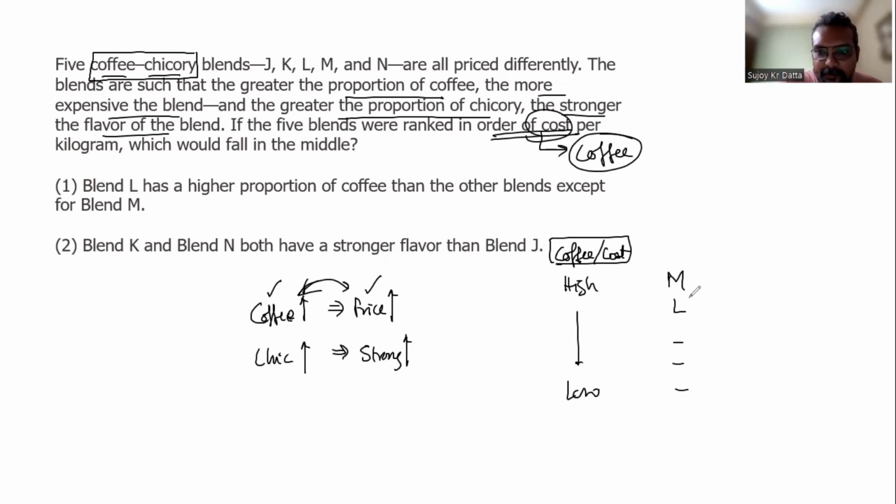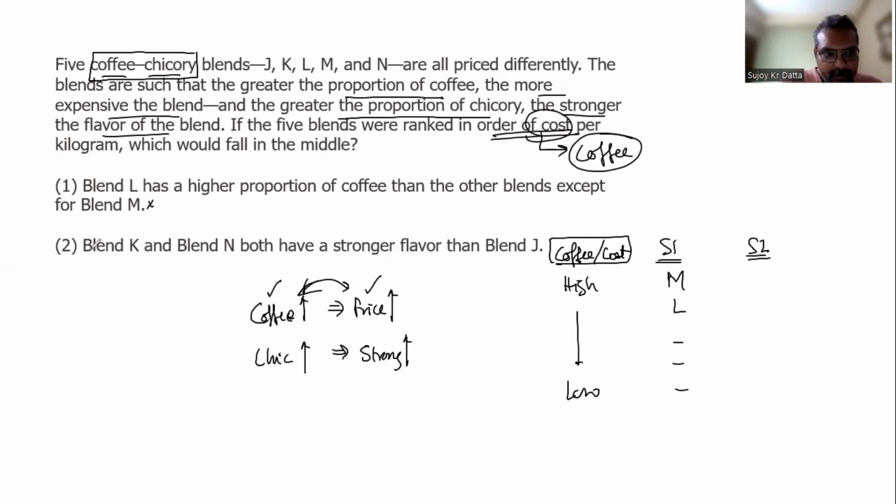Is that enough to answer who is in the middle? No, we don't know the middle value, right? Because we need the median value here in terms of cost. This is given in terms of coffee, which basically translates to the order of cost. So we don't know the middle one. So statement 1 is not sufficient. Let's look at statement 2.